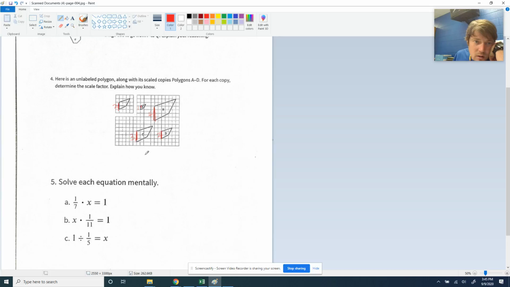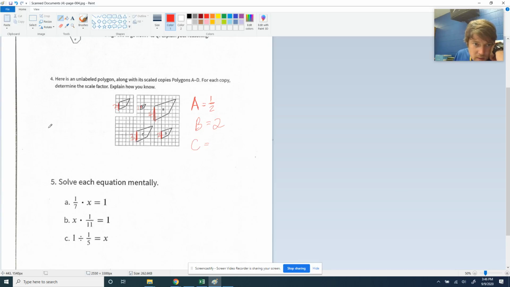Okay, so let's say for each one. For A, what was the scale factor to go from something that's originally 2 to a 1? Well, I got half the size, so that would be 1/2, right? And then B, it went from 2 to 4, so it doubled in size, so it had a scale factor of 2. Now, the toughest one on here is probably C.